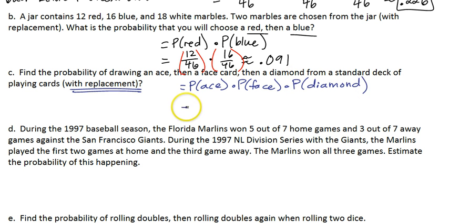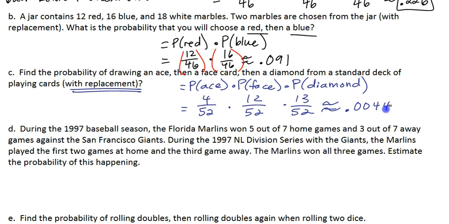Remember, standard deck of cards, 52. So there's 4 aces, 12 face cards, 13 diamonds. And again, these are all separate draws. So I'm not subtracting off anything here because they're separate card draws. When I type that in, I end up with 0.0044 for my answer.